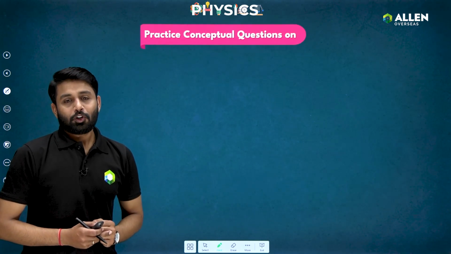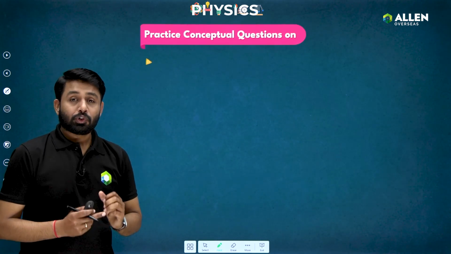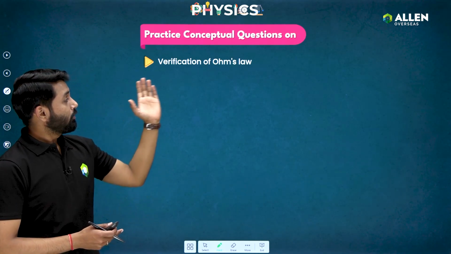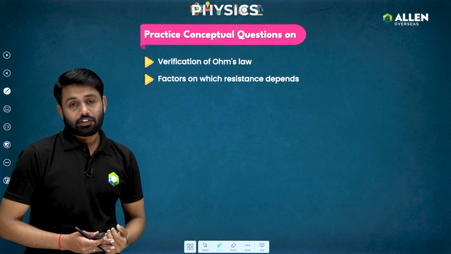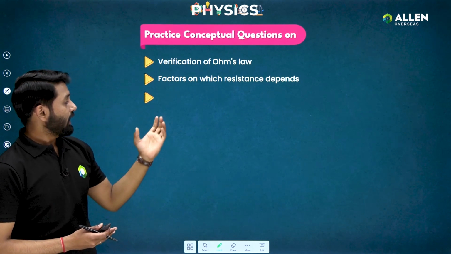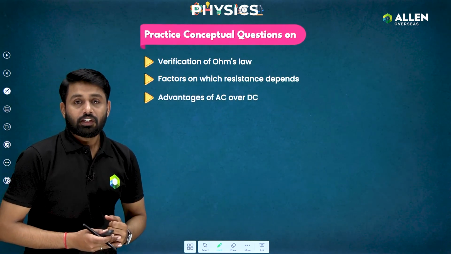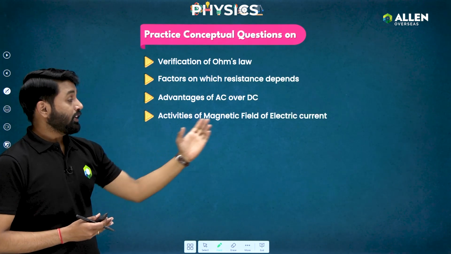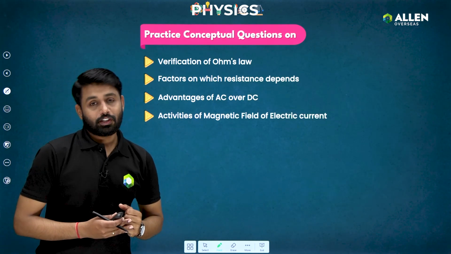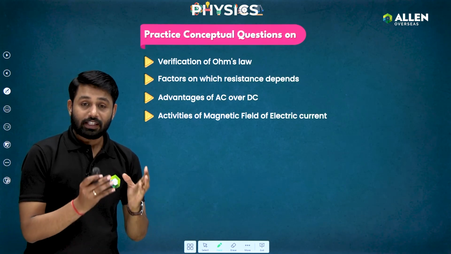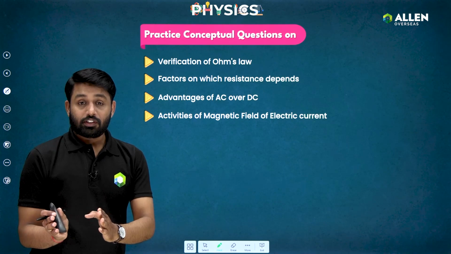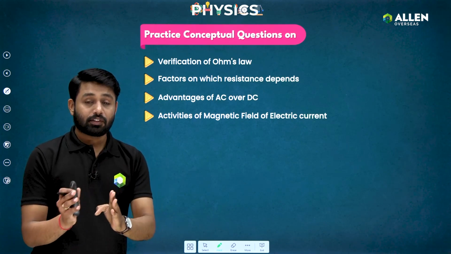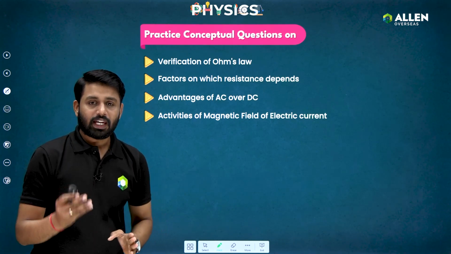After that, if we talk about conceptual questions, you should revise questions based on verification of Ohm's law, then factors on which resistance depends, right? After that, advantages of AC over DC. Then activities of magnetic field of electric current, magnetic field lines, right? Activities are given in NCERT. You should revise all the activities from the NCERT textbook. They can ask a minimum of one question from activities.